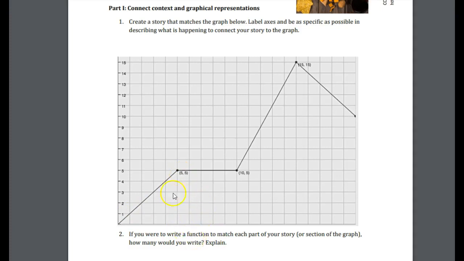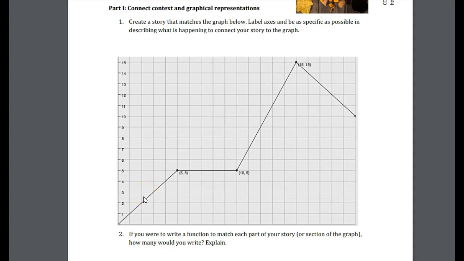Other things you want to remember are that horizontal lines are the constant function, meaning that their rate of change is 0. They're not changing. So whenever you have a horizontal piece to the graph, that means that something is staying the same. Other things to notice is that we have one piece of our graph that is steeper than another piece of our graph. So whatever is happening in this section of the graph is happening faster than whatever is happening in this section of the graph.